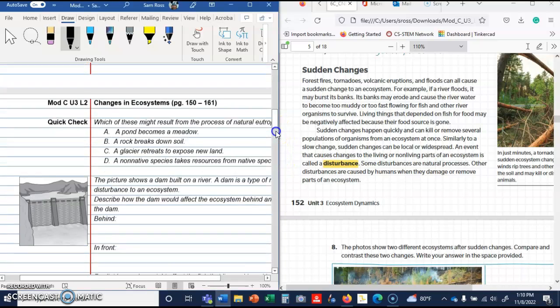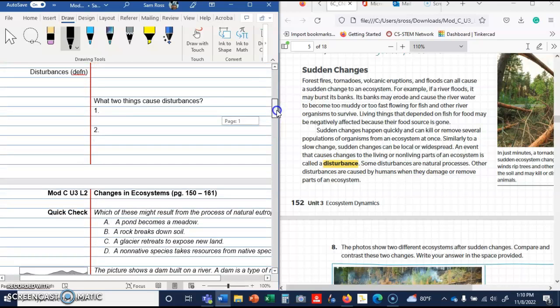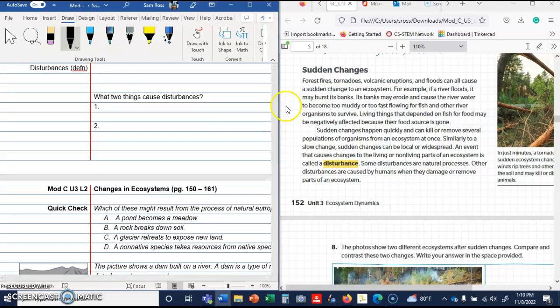So what two things cause disturbances? This is on the same page. It says some disturbances are natural processes. Other disturbances are caused by humans. So for number one, I would put natural processes. And for number two, I would put humans. Both of those things cause disturbances.